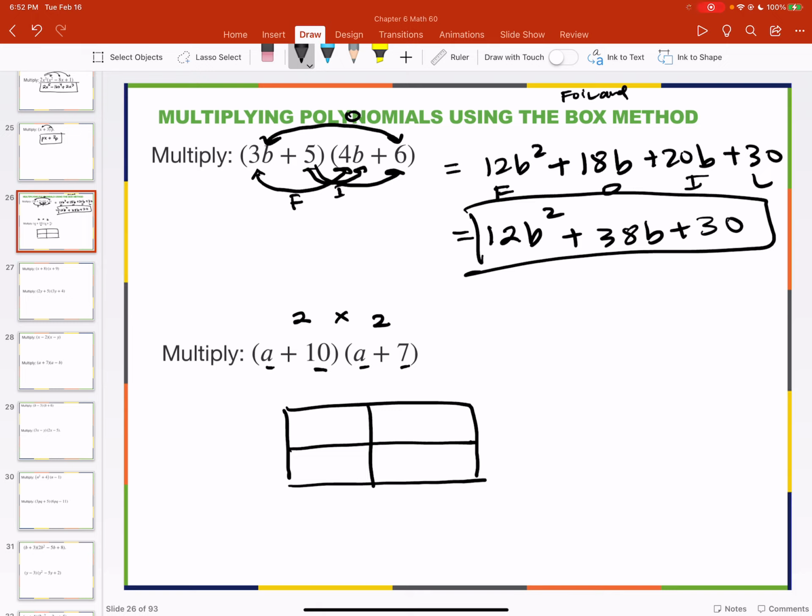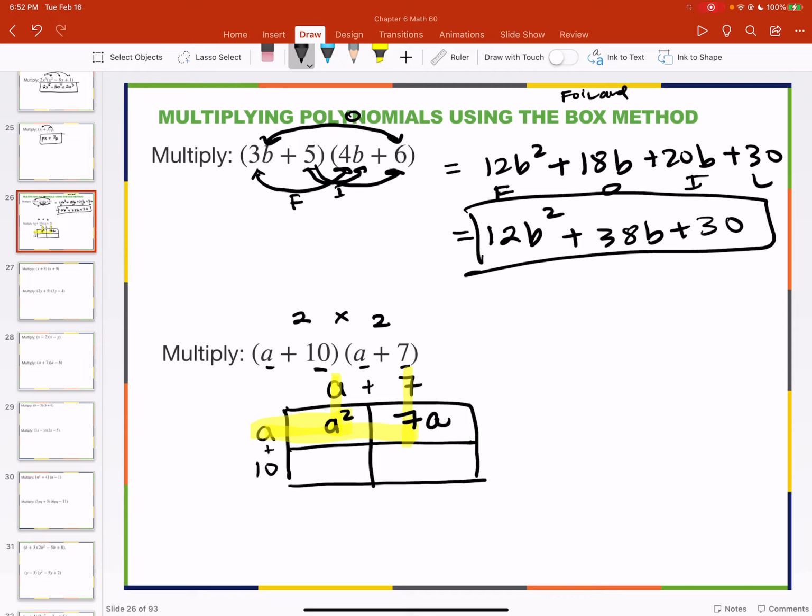And then on one side, you write down one of the binomials, a plus 10, right? On the other side, you have a plus 7. It doesn't matter. And then you fill in the box with the product of each one. So I'm going to multiply a times a, and that's going to give me a squared. And then I have 7 times a, and they meet here. And my answer is 7a.